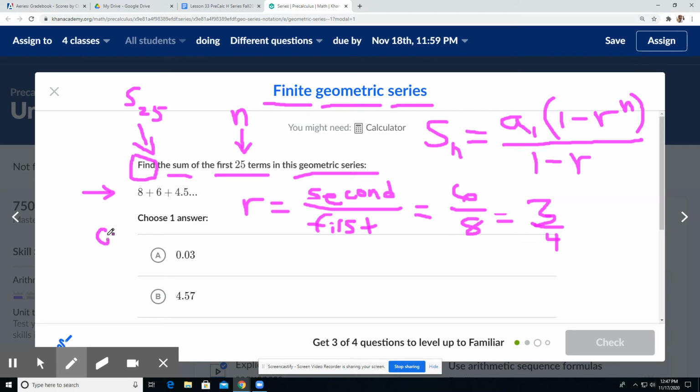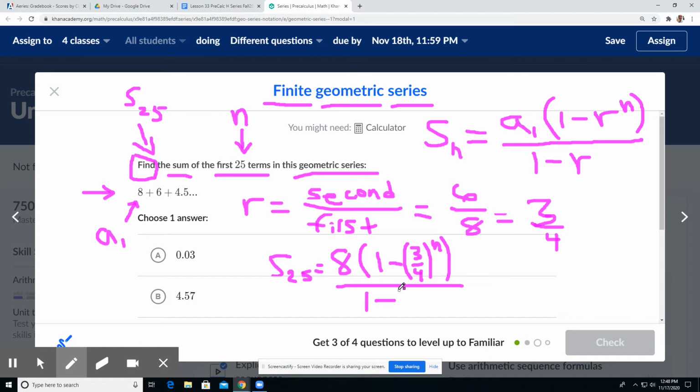And here's our a sub 1 also, the first term, always the first term. So S of 25, the sum of the first 25 terms, is equal to 8 times 1 minus 3/4 to the n, all over 1 minus 3/4.